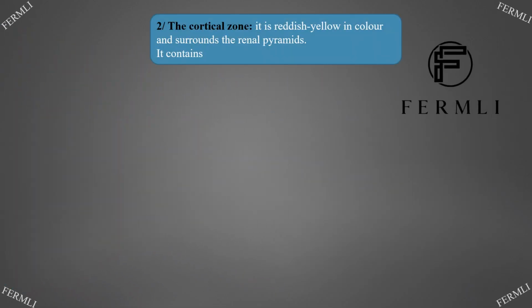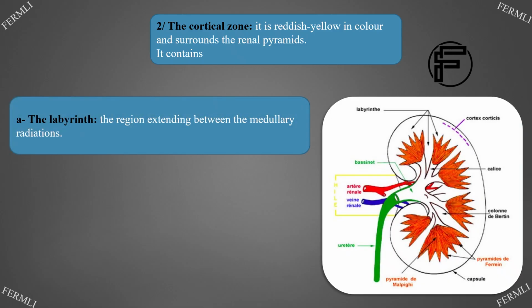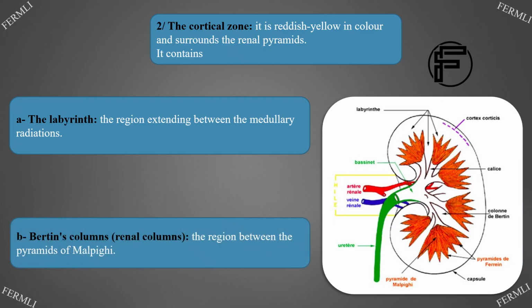2. The cortical zone. It is reddish-yellow in color and surrounds the renal pyramids. It contains A. The labyrinth, the region extending between the medullary radiations. B. Bertin's columns, renal columns, the region between the pyramids of Malpighi.